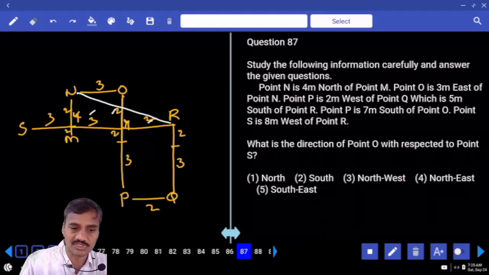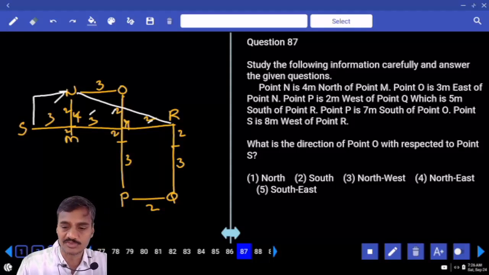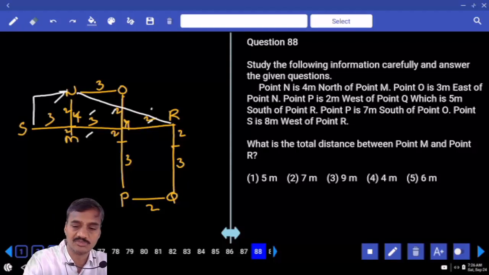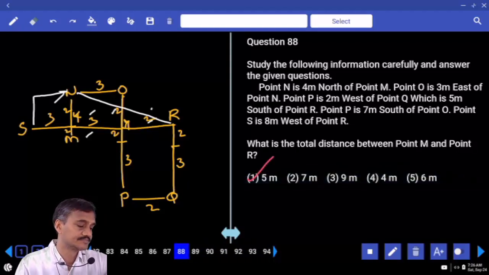And what is the direction of O with respect to S? O with respect to S, S diagonal, this is north and this is northeast. O with respect to S is northeast, choice 4, answer 88. What is the total distance between M and R? Now the total distance M and R is how much? 3 plus 2, 5 meters. 5 meters, that is choice 1, question number 88.